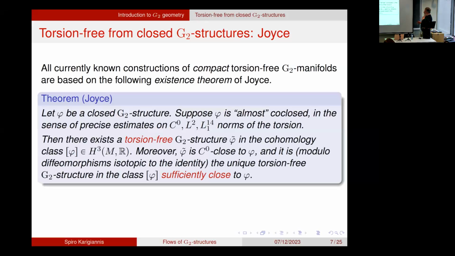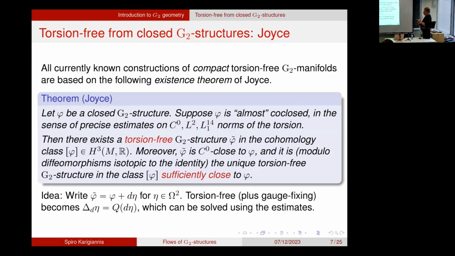If it's sufficiently close to being co-closed in that precise sense, then there is a nearby torsion-free one in the same cohomology class. And moreover, in some C0 sense and modulo diffeomorphisms isotopic to the identity, this is the unique torsion-free G2 structure in this class that's sufficiently close to the one you started with.